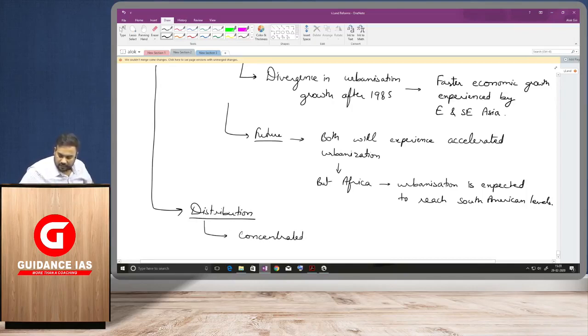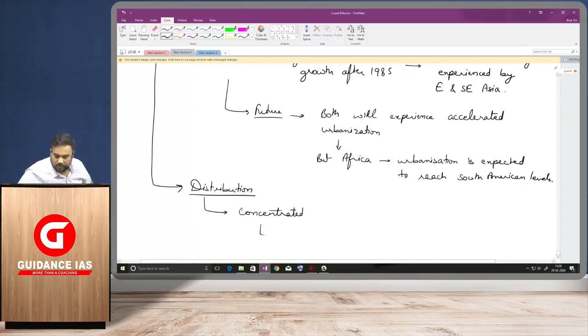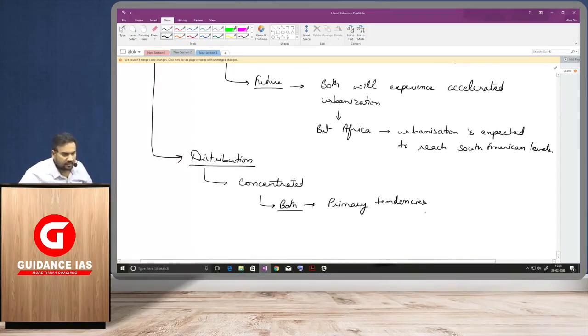In both these continents, you find primacy tendencies to be found. We saw this in India. In China also, it is Han China where the concentration of the population in the cities is to be found. Same thing in Africa, almost all the countries have primate cities. So there are strong primacy tendencies. Thus the distribution is highly concentrated and uneven.